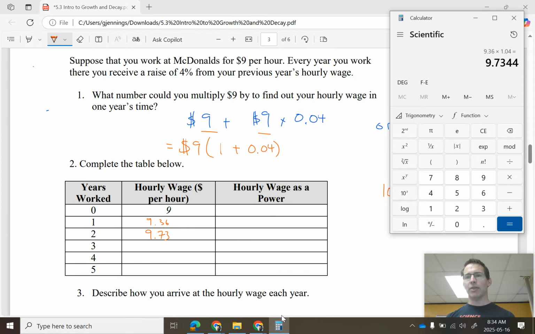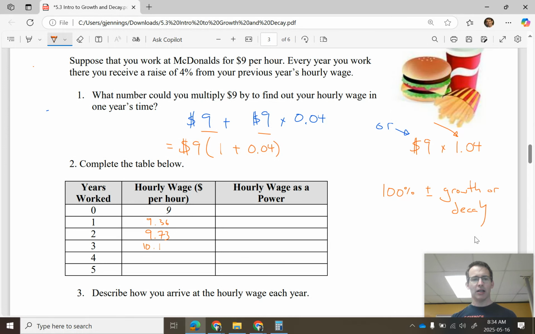Why didn't I write down the fractions of a cent? Yeah, be reasonable with your rounding. Round to the nearest cent at the very highest degree of accuracy. You probably round to the nearest like 10 cents, but whatever. No, people still get paid in pennies. Okay, 10.12 you get in the next year, etc.